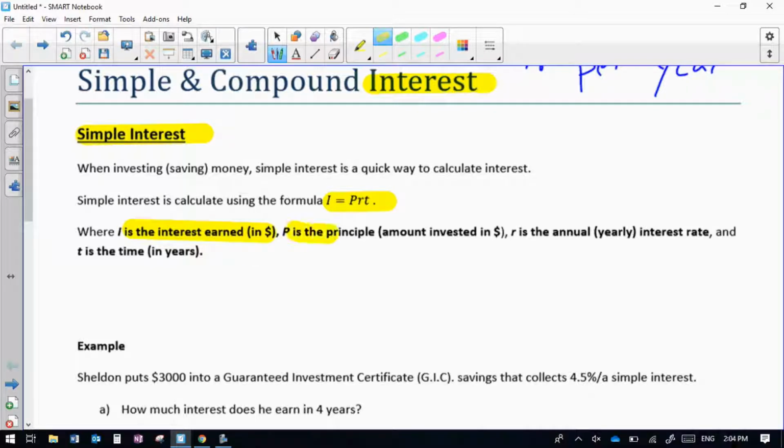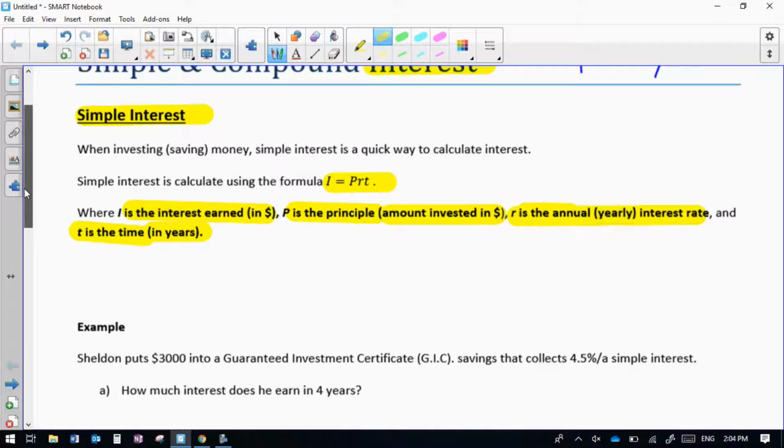P is what's called the principal, which is the amount invested or the starting amount of the investment, the starting amount of the savings. R in this case is the yearly or annual interest rate, and that's as a decimal, okay? So if it was 5% interest, it would be 0.05. And then finally, T is time, and since our interest rate is per annum or per year, then time must also be equal to years as well.